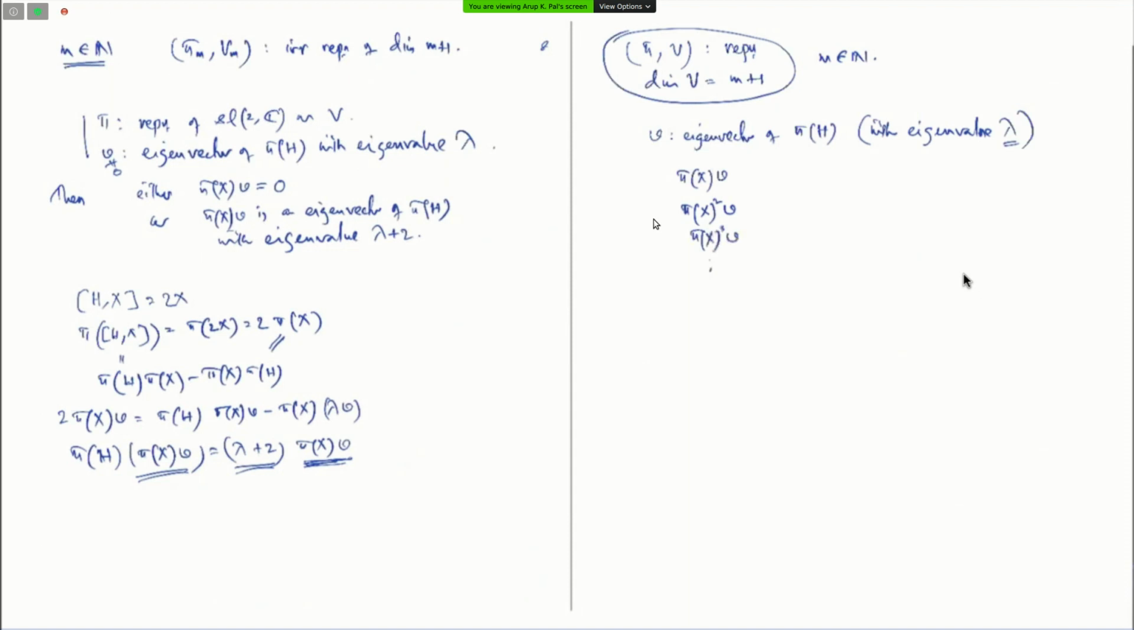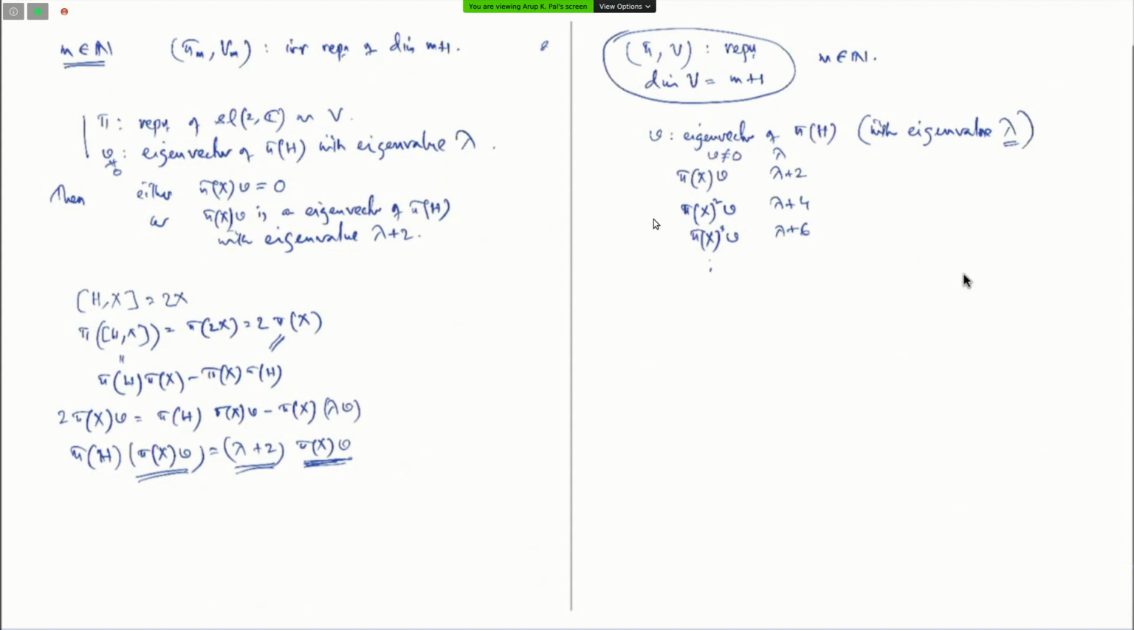And so on. So look at this. These are eigenvectors corresponding to lambda plus 2, lambda plus 4, lambda plus 6, and so on, right? And somehow it is 0, unless one of them is 0. Once one of them is 0, the subsequent ones are all zeros. And the one that we started with is non-zero. Now, it cannot be the case that all of them are non-zero, right?